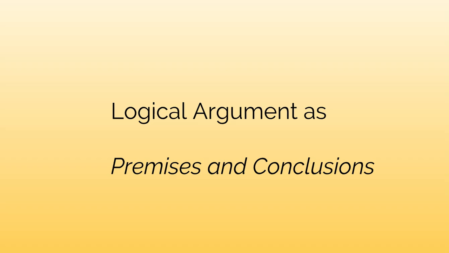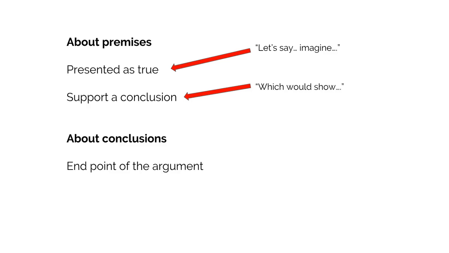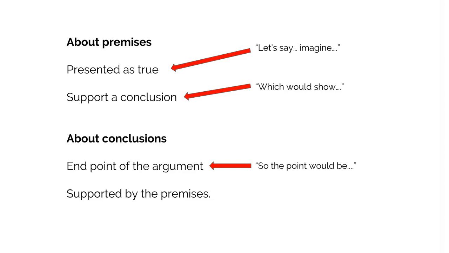Okay, we're getting to the home stretch here, and we're getting into some logical argument that has something called premises and conclusions. Premises are presented as being true. That's the, well, let's say blah, blah, blah part, right? Premises support a conclusion. That's the which would show blah, blah, blah part. Premise helps make the point. And conclusions are the end point of the argument. It's kind of like the punchline. And the conclusions follow from the premises.